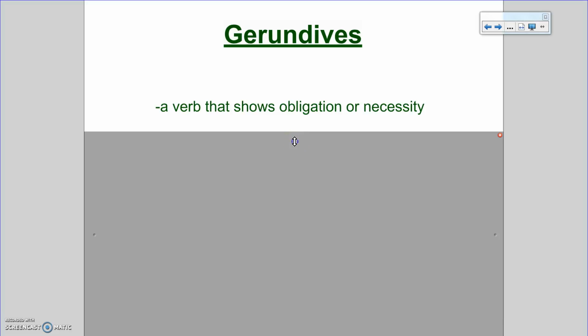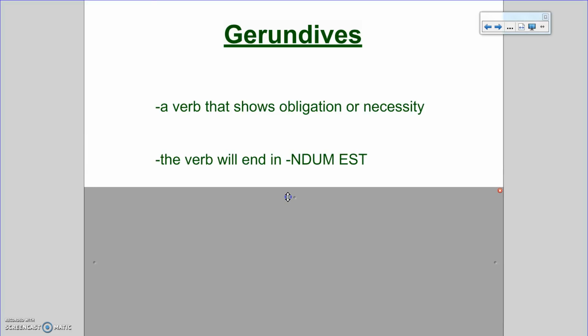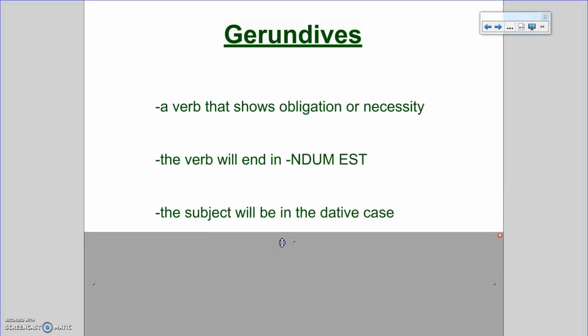They look very unique. The verb form, whatever the character must be doing, is always going to end in ndum est. Now, an easy way to remember that, you can see there's an nd in ndum est, and there's also an nd in gerundive. So nd in the name, nd in the ending. That's an easy way to remember that.